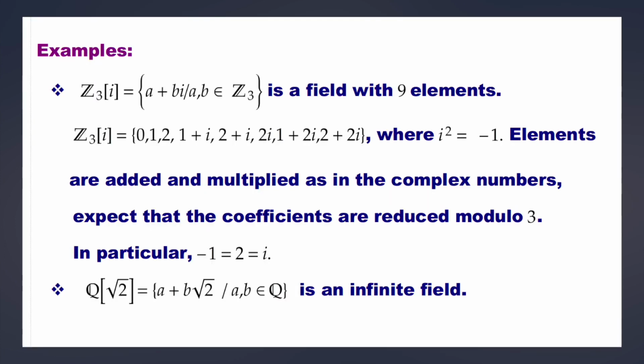Let us see some examples. Z3 of i is the set of all a plus bi such that a, b belong to Z3. It is a field with 9 elements. Z3 of i will consist of 0, 1, 2, 1 plus i, 2 plus i, 2i, 1 plus 2i and 2 plus 2i, where i squared is equal to minus 1. Elements are added and multiplied as in the complex numbers, except that the coefficients are reduced modulo 3. In particular, minus 1 is equal to 2, and 2 is equal to i. Also, one more example: Q of root 2 is the set of all a plus b root 2 such that a, b belong to Q. It is an infinite field.